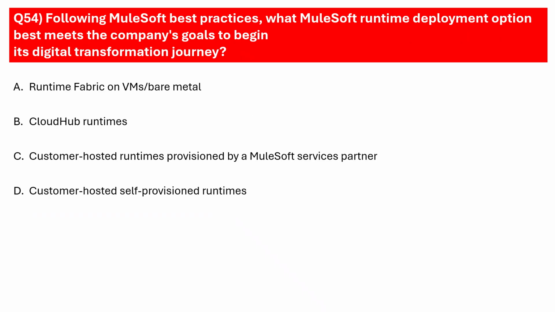Q54. Following MuleSoft best practices, what MuleSoft runtime deployment option best meets the company's goals to begin its digital transformation journey? A. Runtime Fabric on VMs/bare metal. B. CloudHub Runtimes. C. Customer-hosted runtimes provisioned by a MuleSoft services partner. D. Customer-hosted self-provisioned runtimes.